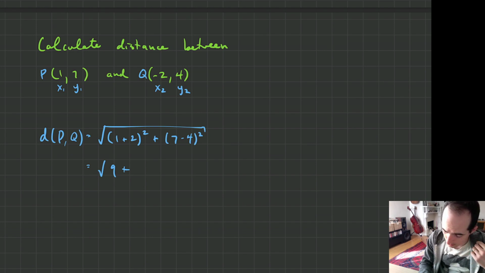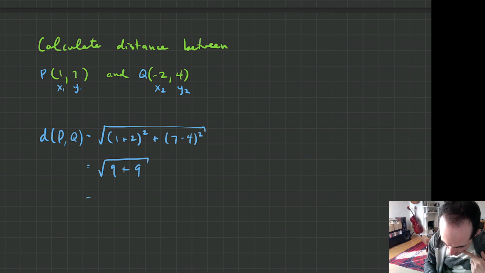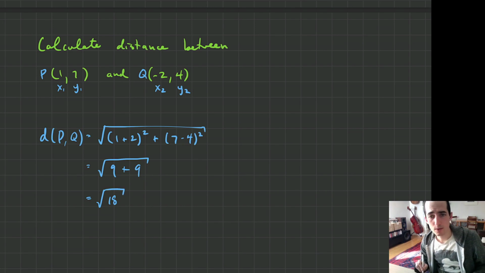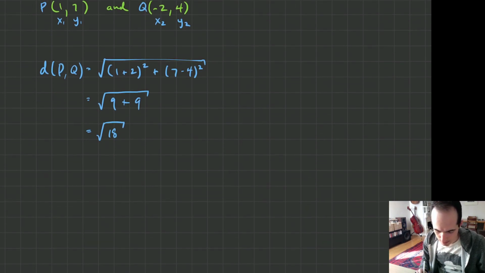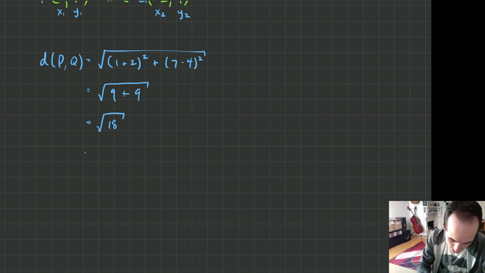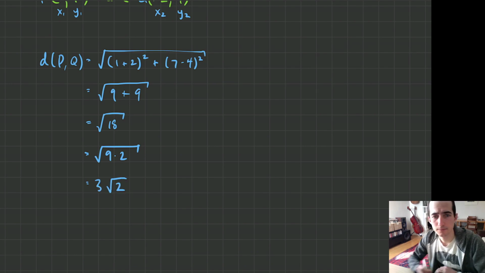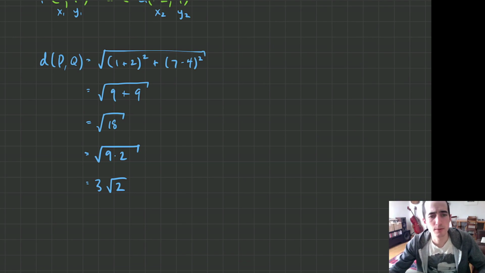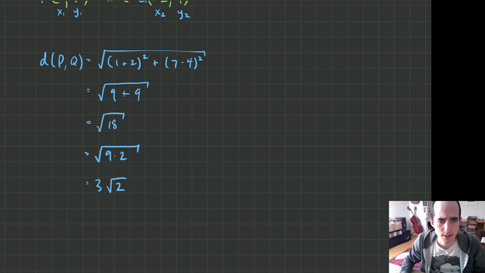7 minus 4 is 3, and then 3 squared is 9 again. So I've got 9 plus 9. This is going to be the square root of 18. Okay, and we can simplify this. Of course, 9 is a factor of 18, and 9 is a perfect square. So this is equal to the square root of 9 times 2, which is equal to 3 times the square root of 2. Okay.